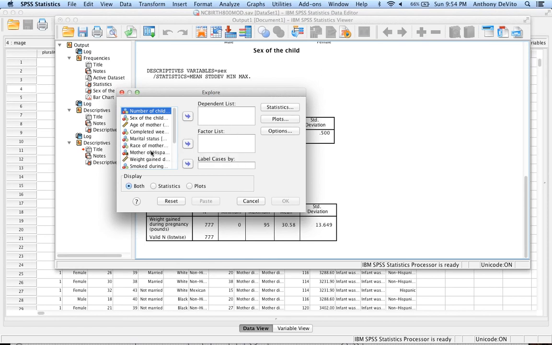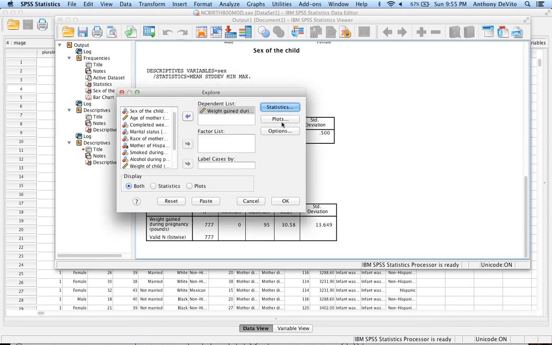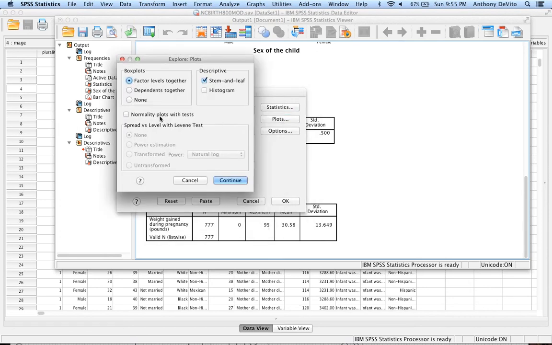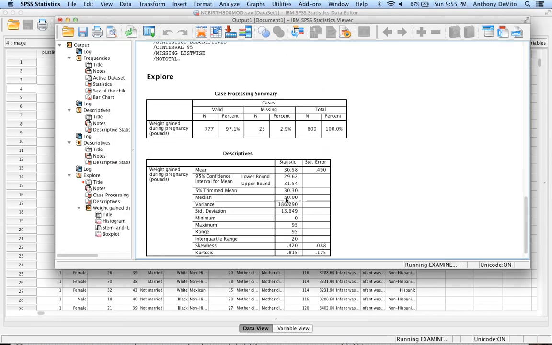The weight, let's see, weight gained during pregnancy. I'm going to move that in there, right? And I'm going to go ahead and do this. Now I'm going to click on statistics here and just look up. Descriptives is checked off. That's okay. I'm going to go into plots and make sure, since one of the parts of the question was to produce a histogram, I'm going to click histogram, so it will produce the histogram for me. When you use Explore, it always produces a box plot for you, so we don't have to check that off. So I'm going to click OK, and it'll go ahead and calculate that for me.